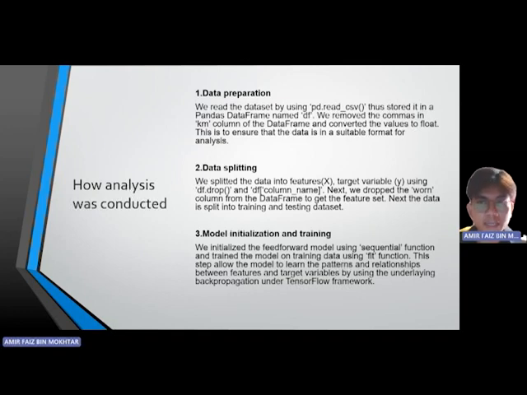The next step is data splitting. We split the data into features X and target variable Y using the df row and the df column name, and we also drop one column from the data frame to get the feature set. And then we split the data into training and testing data sets. Training is 80% of the whole data set, meanwhile testing is 20% of the whole data set.